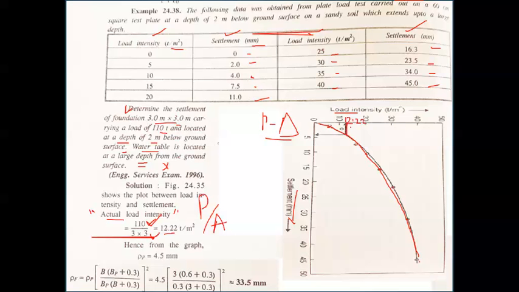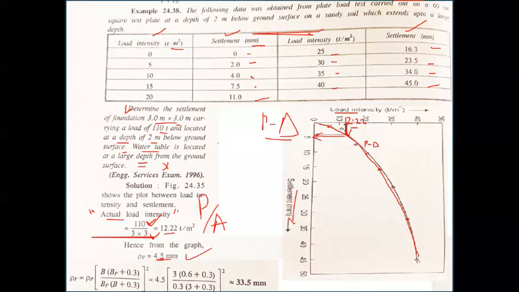Obviously 12.2, I think it is difficult to locate exactly, but with eye judgment you can locate that particular point and extend downward until it meets the P delta curve. So this is the P delta curve. Now we have to get the corresponding settlement. If you take the corresponding settlement, it will be 4.5 mm from the graph, the P delta curve plot.